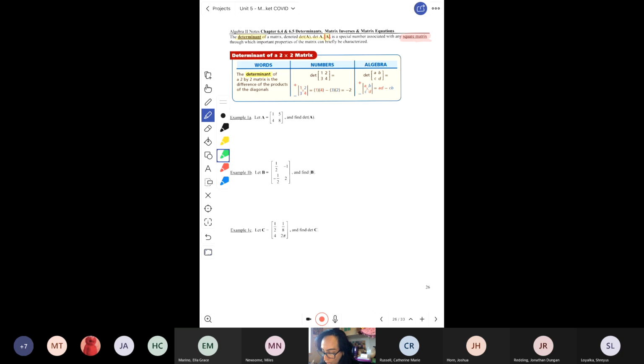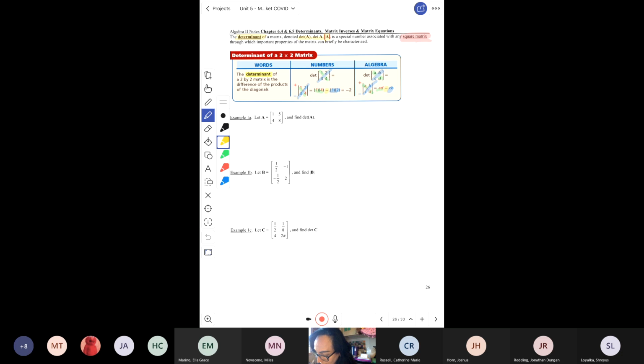It's very simple. All you do for a 2x2 matrix is multiply the numbers on the main diagonal, multiply the numbers on the cross diagonal, and subtract them. That's it. That's all you have to do. So you multiply the numbers on the main diagonal, you multiply the numbers on the cross diagonal, and you subtract them. And this is for a 2x2 matrix. There's a different process for larger matrices with higher dimensions.